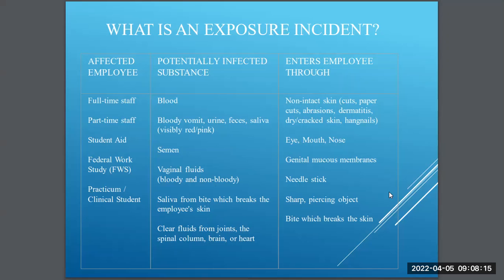Potentially affected substances: blood, bloody vomit, urine, feces, saliva visibly red or pink, semen, vaginal fluids, bloody and non-bloody, saliva from a bite which breaks the skin, clear fluids from joints, the spinal column, brain, or heart. Entry into the employee is through non-intact skin, cuts, paper cuts, abrasions, dermatitis, dry cracked skin, hangnails, eye, mouth, nose, genital, mucous membrane, needle stick, sharp piercing object, or a bite which breaks the skin.